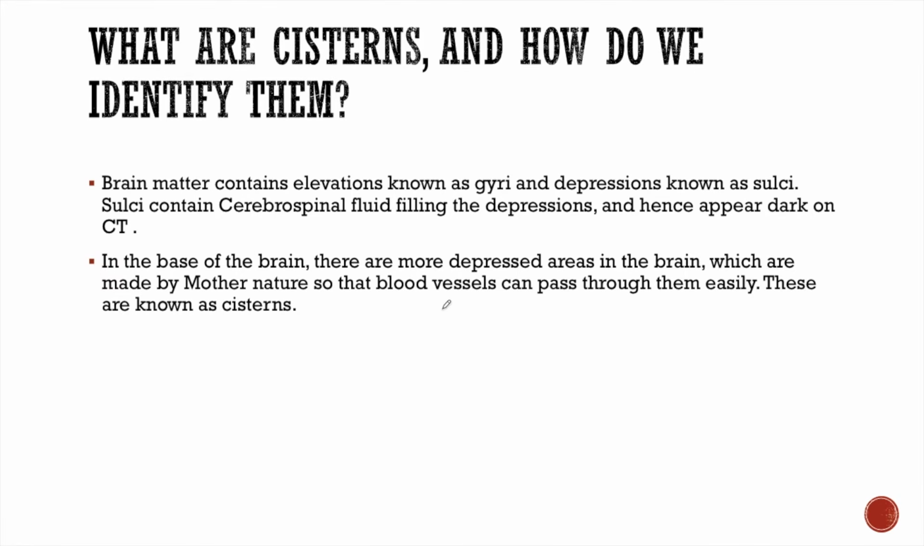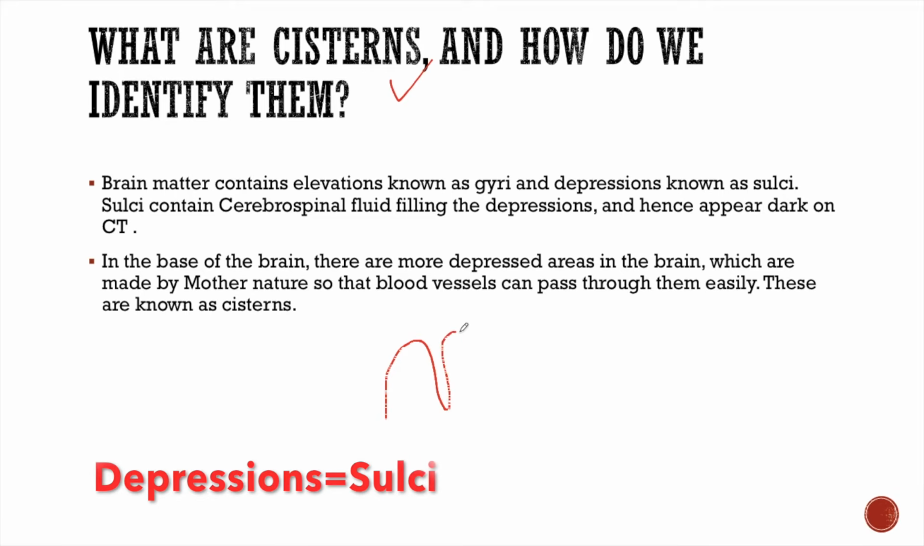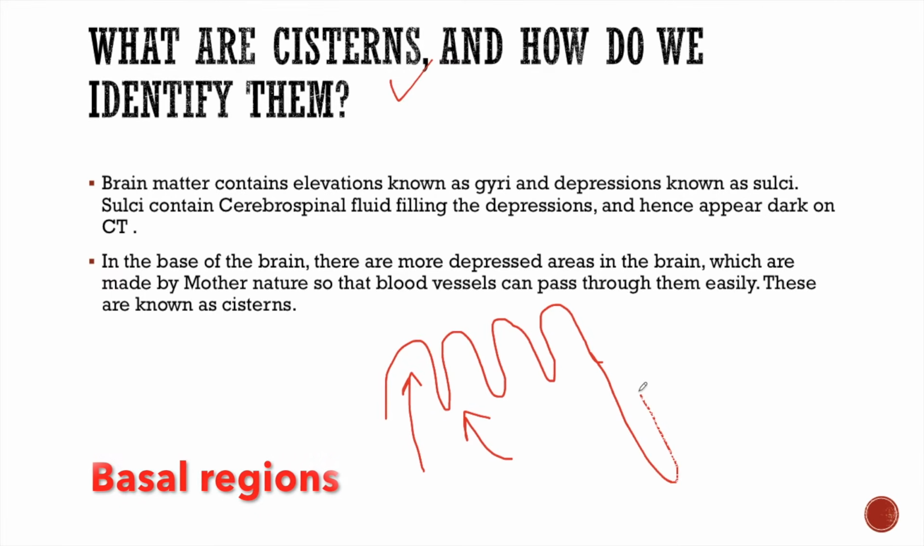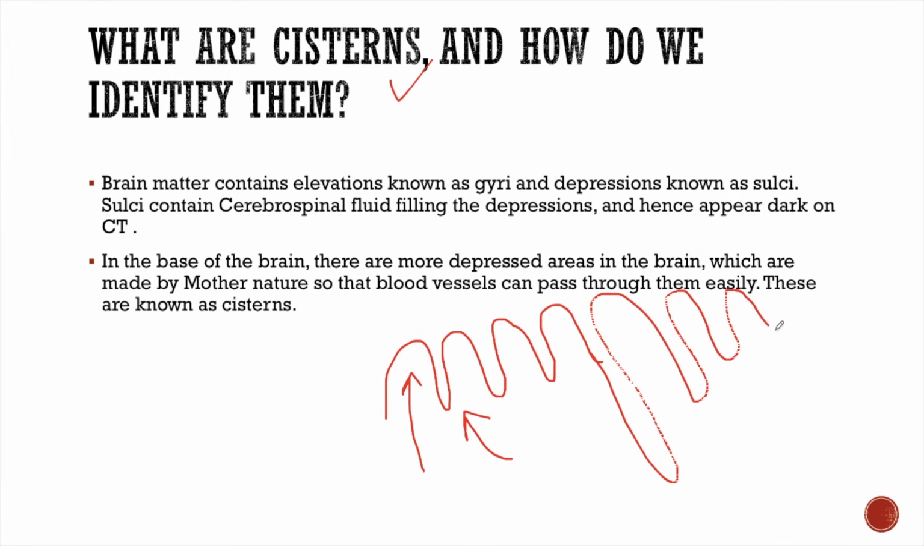What are cisterns and how do we identify them? Brain matter consists of elevations known as gyri and depressions known as sulci. So if this is the part of the cerebral hemisphere, then these elevations are known as gyri and these depressions are known as sulci. In the basal region of the brain, there are deeper areas which are made by Mother Nature so that they allow for vessels to pass easily through them. These deeper areas are known as cisterns. So this area is a cistern.